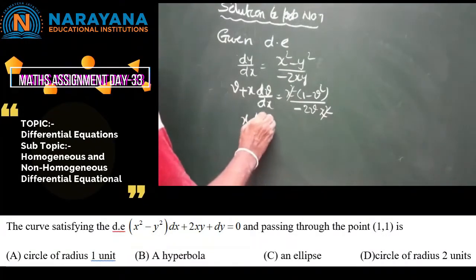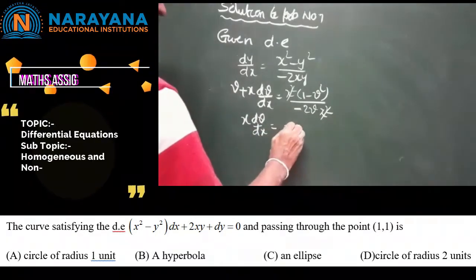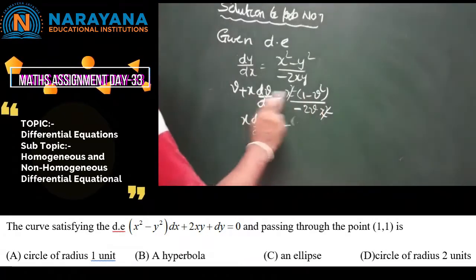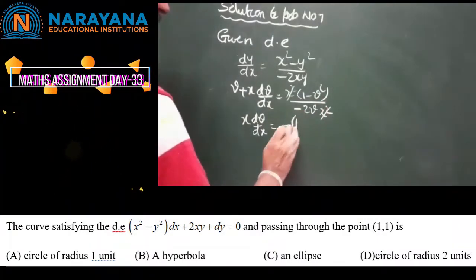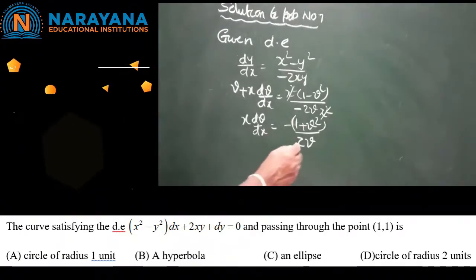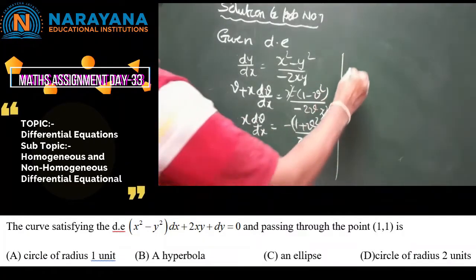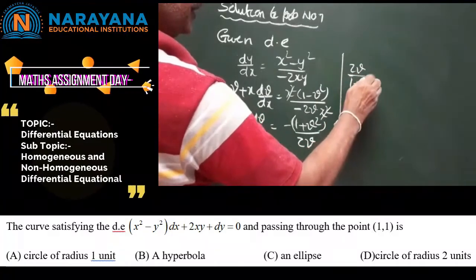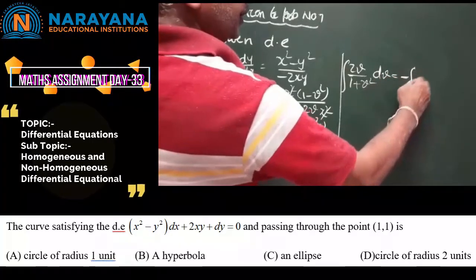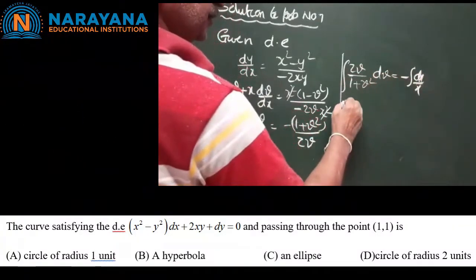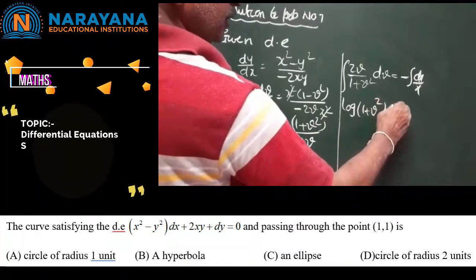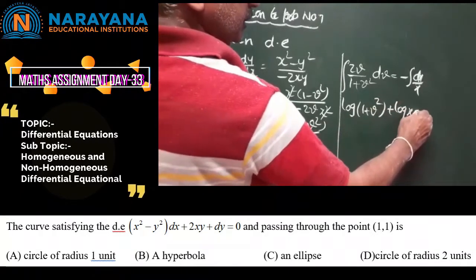So x dv by dx, you can get this as minus 1 minus v square plus 2v square, that is minus of 1 plus v square divided by 2v. And after simplifying, you can get this as integral 2v by 1 plus v square dv is equal to minus integral dx by x. This is log of 1 plus v square plus log x equal to log c.